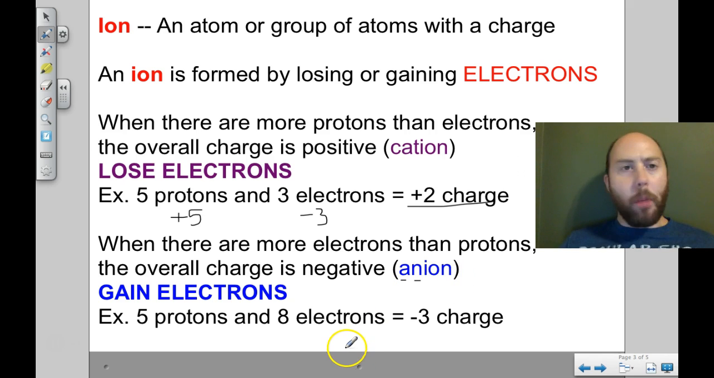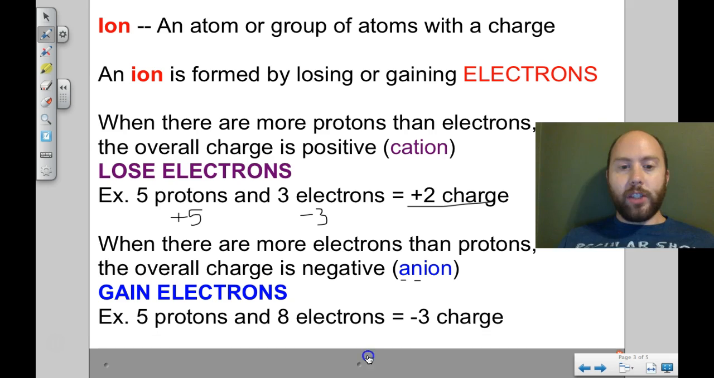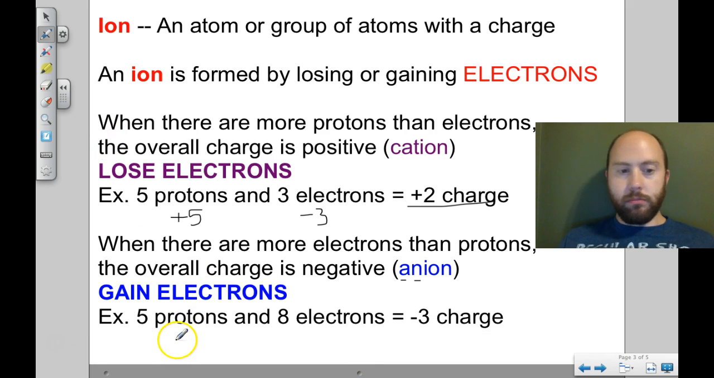So again, go back to the example we said. Let's pretend you have a neutral 5 and 5, 5 protons, 5 electrons. But then you magically gain 3 electrons. So now you have a total of 8 electrons. Well, it's like math. 5 protons is a positive 5. 8 electrons is like a negative 8.